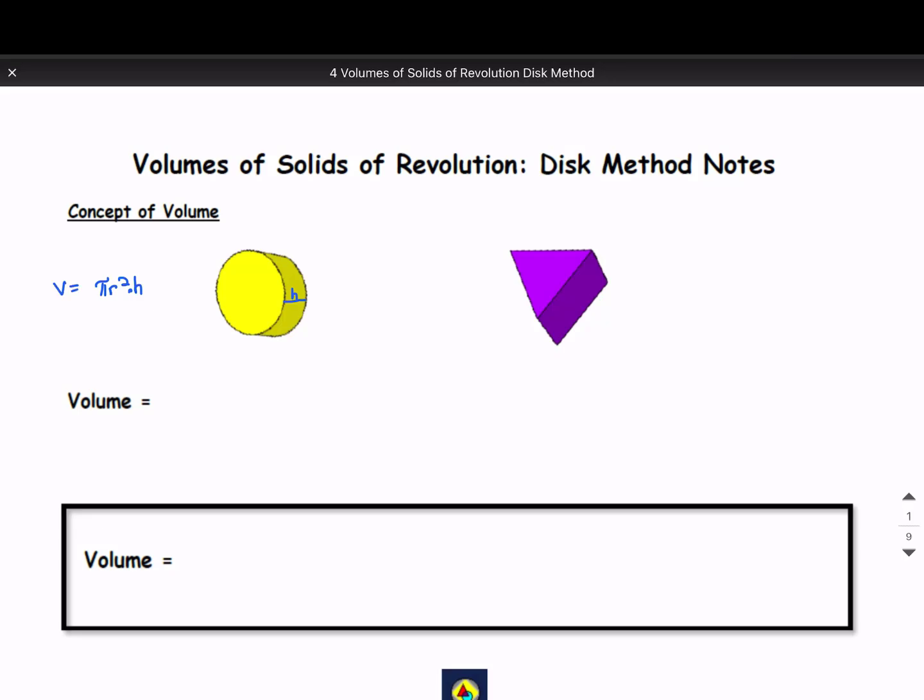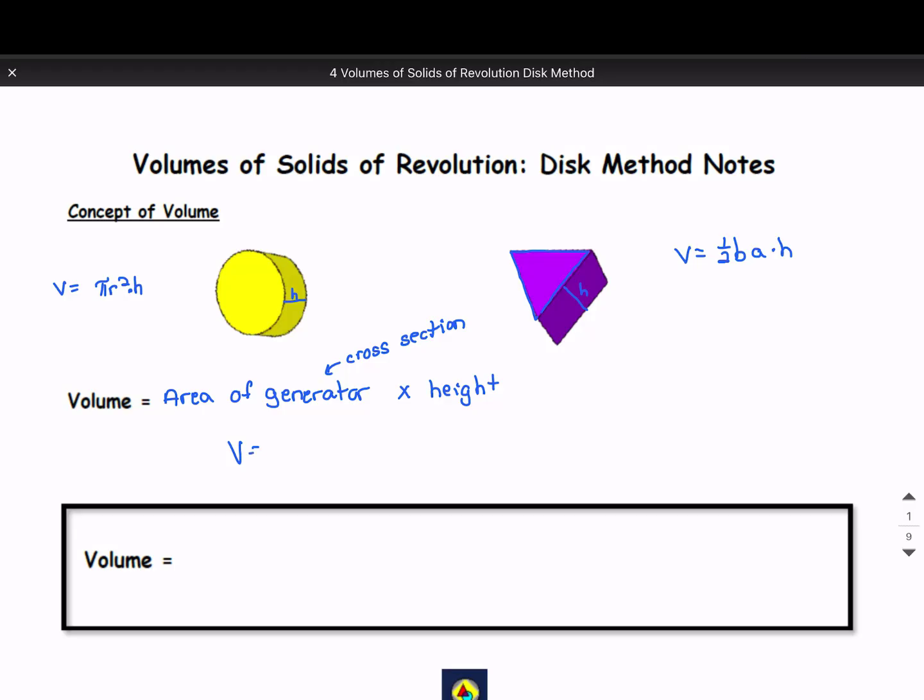Same thing here, where we have this triangular prism. The volume is the area of the base. Notice this base is a triangle. The area of that is 1/2 the base times the altitude, and then we multiply by the height. So whenever we're doing volume, it's always the area of the generator. That's like the cross section. So in the yellow picture, the cross section was a circle, and in the purple picture, the cross section was a triangle, times the height, okay?